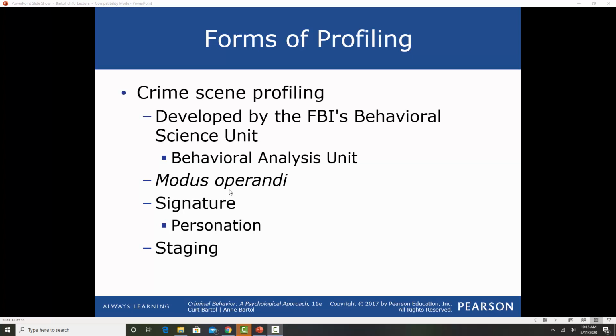Criminal profiling, by the way, we have a great course on criminal profiling here at the university. I teach it, and a lot of other people in the department teach it. It's a really interesting class. I highly recommend it for anybody who's thinking about going into any type of criminal investigation.